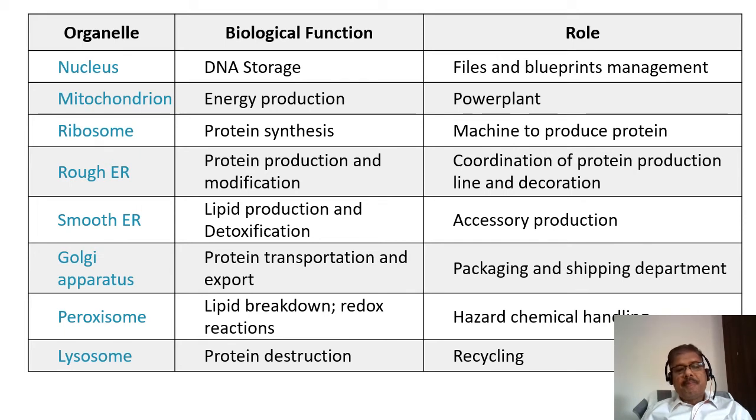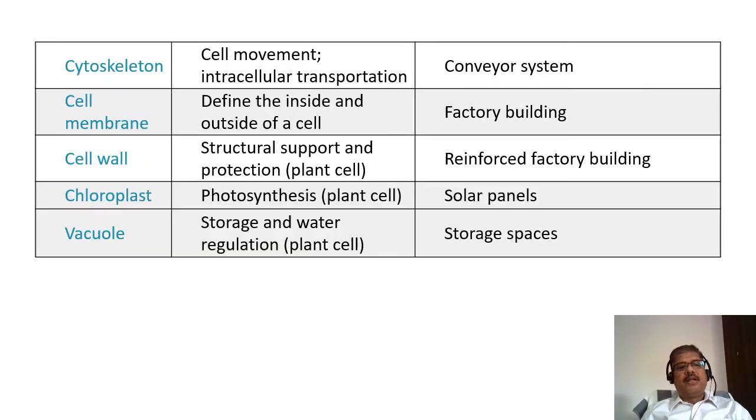Peroxisome, lipid breakdown, redox reactions. Here it is hazard chemical handling. Lysosomes, protein destruction, and on the other side they play a vital role in recycling. Then cytoskeleton, cell movement, intracellular transportation, that is the conveyor system. Cell membrane defines the inside and outside of the cell, that is the factory building.